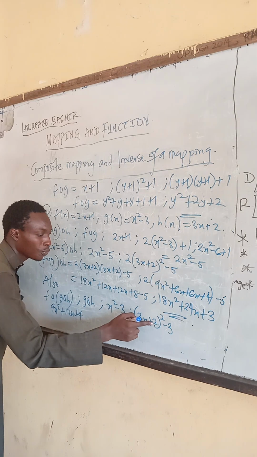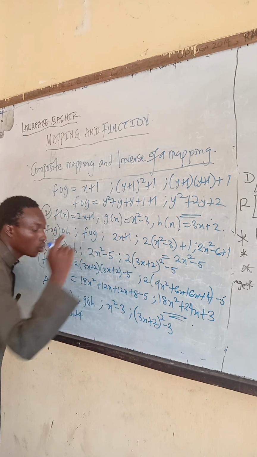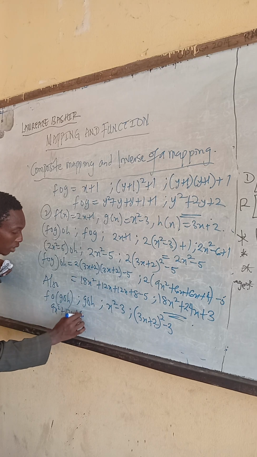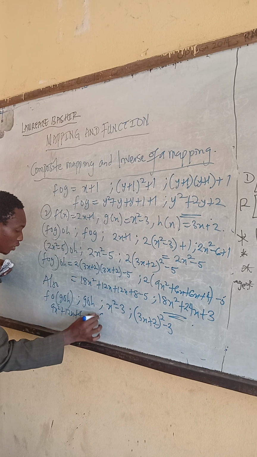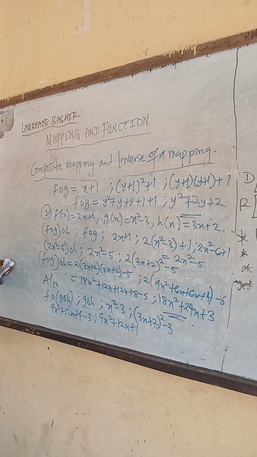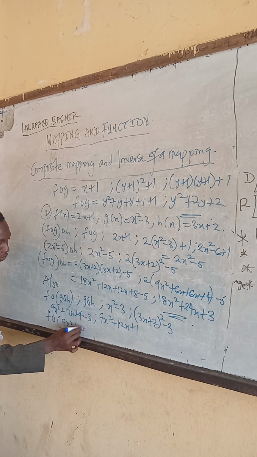Then also, last one, let 2 take square. 2 square is 4. That's all you have. Open the bracket. Then minus 3. So then you are going to have 9x square plus 12x plus 1. That's what you have in the bracket. That means f composite open bracket, our g composite h is 9x square plus 12x plus 1.